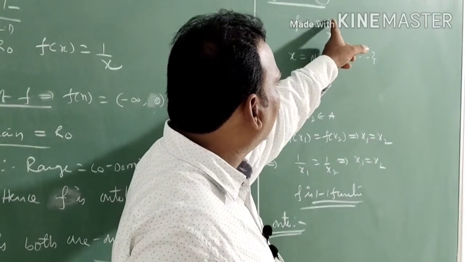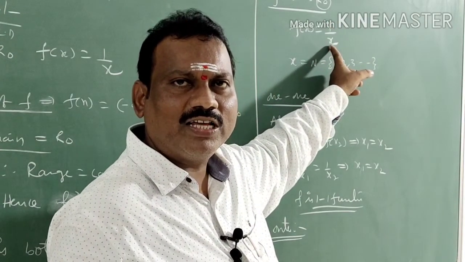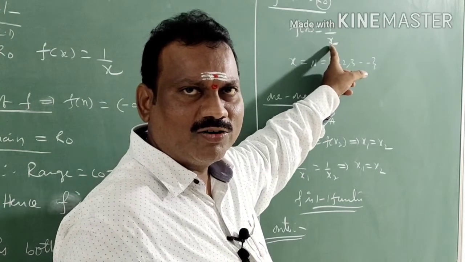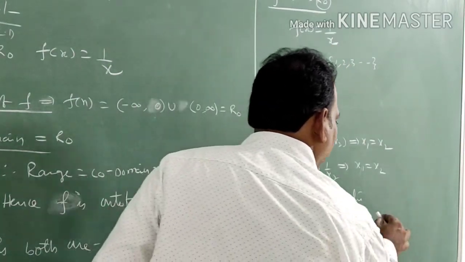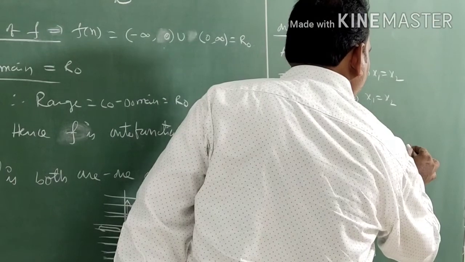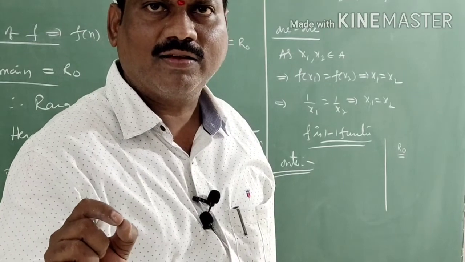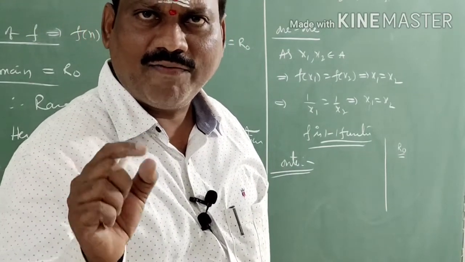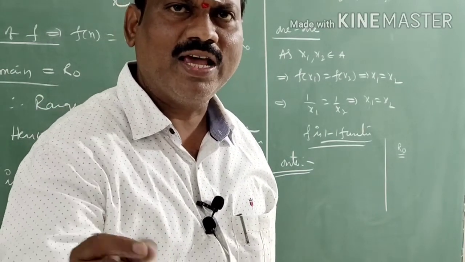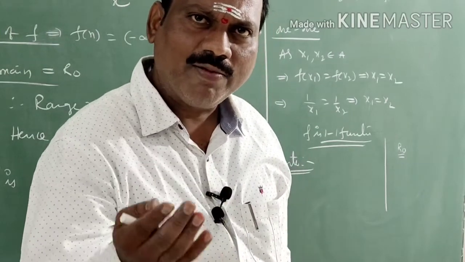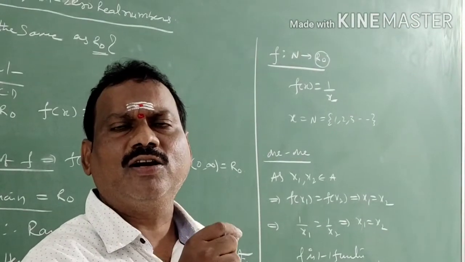If I write 1 by -2, because that is in the range of f of x, 1 by -2 is equal to x, correct or not? See here, students, R naught is nothing but B. According to the onto definition, for every y belongs to B, that means for every element in the set B, there exists at least one pre-image in A. Each and every element of the codomain must have one pre-image in the domain.